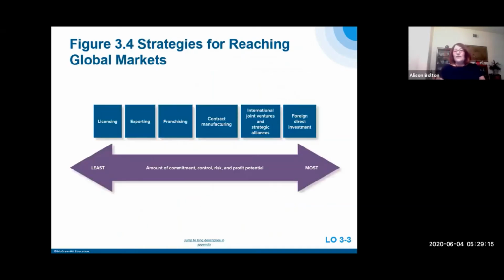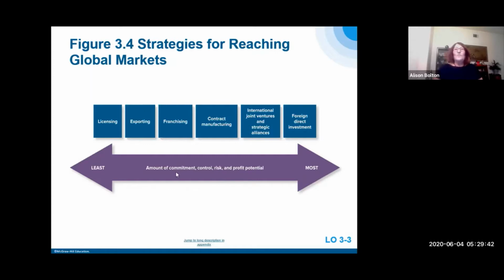So we have strategies for reaching global markets. And I'm going to define these terms in a minute, but I just want to look at this part initially, because the bottom line is amount of commitment, control, risk, and profit potential. So on the left side is the least amount of risk and the least control and the least profit potential, with the most being to the right.